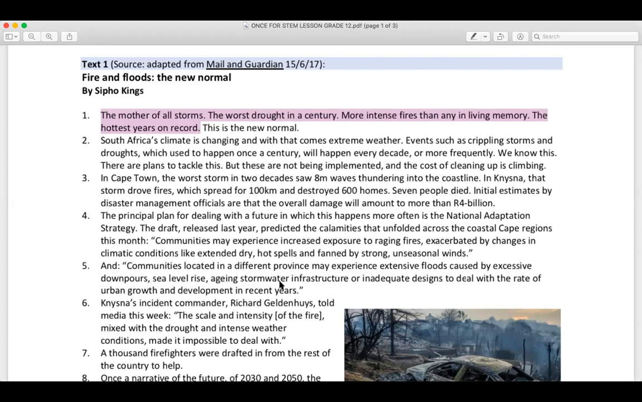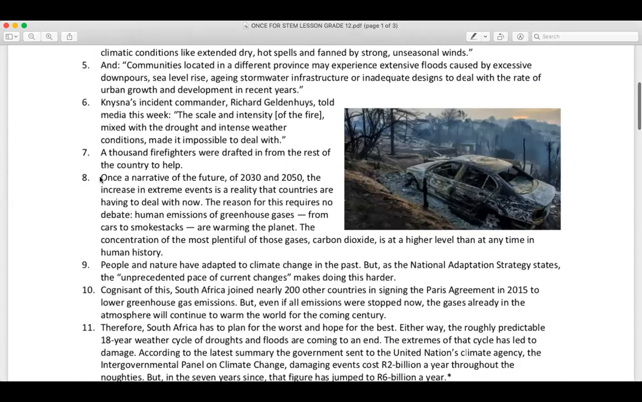There you go. Let's go to paragraph 8. It says, once a narrative of the future of 2030 and 2050, the increase in extreme events is a reality that countries have to deal with now. The reason for this requires no debate. Human emissions of greenhouse gases, from cars to smokestacks, are warming the planet. The concentration of the most plentiful of those gases, carbon dioxide, is at a higher level than at any time in human history.